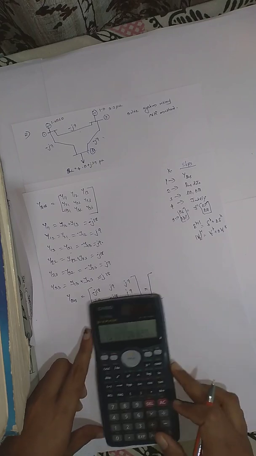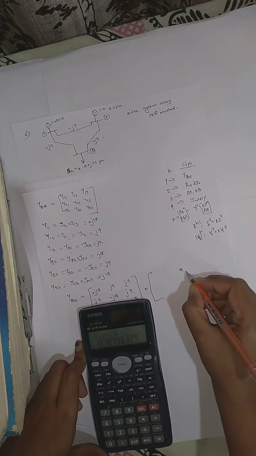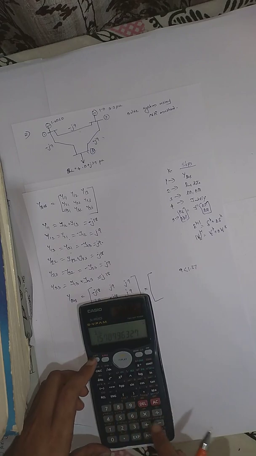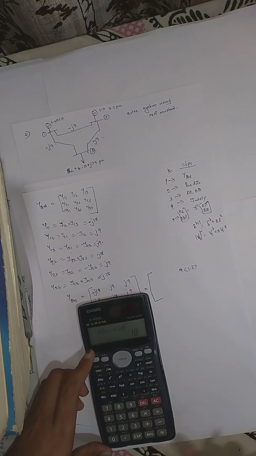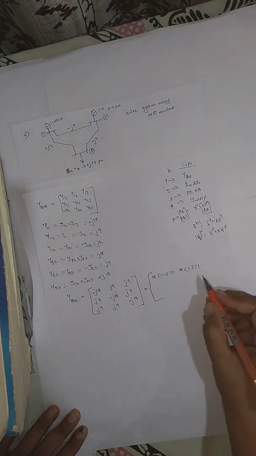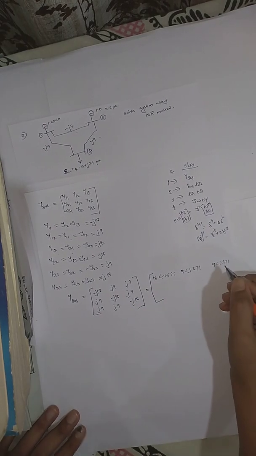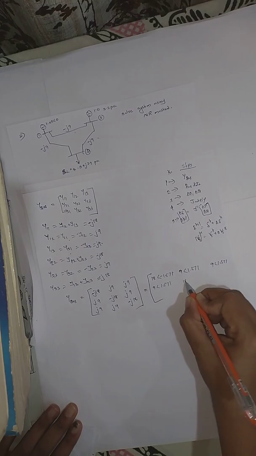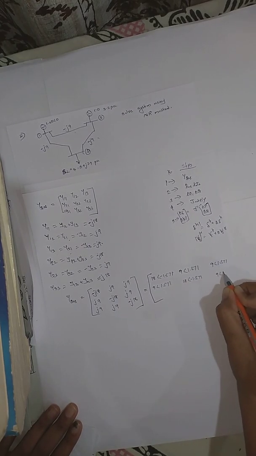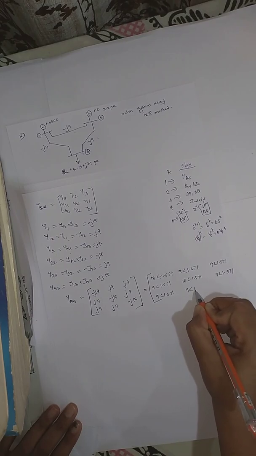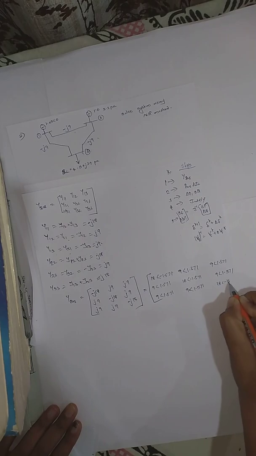9i is equal to 9 angle 1.57. So I can write it as 9 angle 1.57. Then minus 18i, I am converting: 18 angle minus 1.57. Okay, so I can write it very clearly. This will be 9 angle 1.571, 9 angle 1.571, 18 angle minus 1.571, 9 angle 1.571, 9 angle 1.571, 9 angle 1.571, and 18 angle minus 1.571.